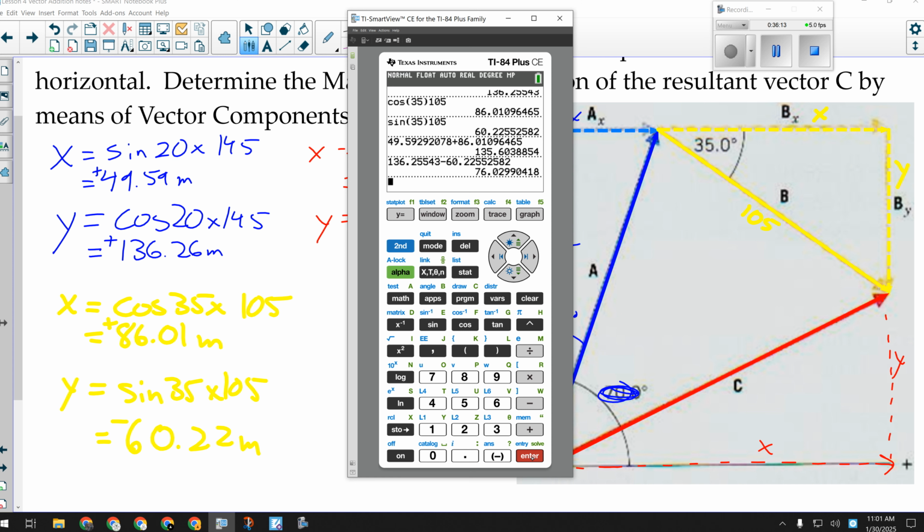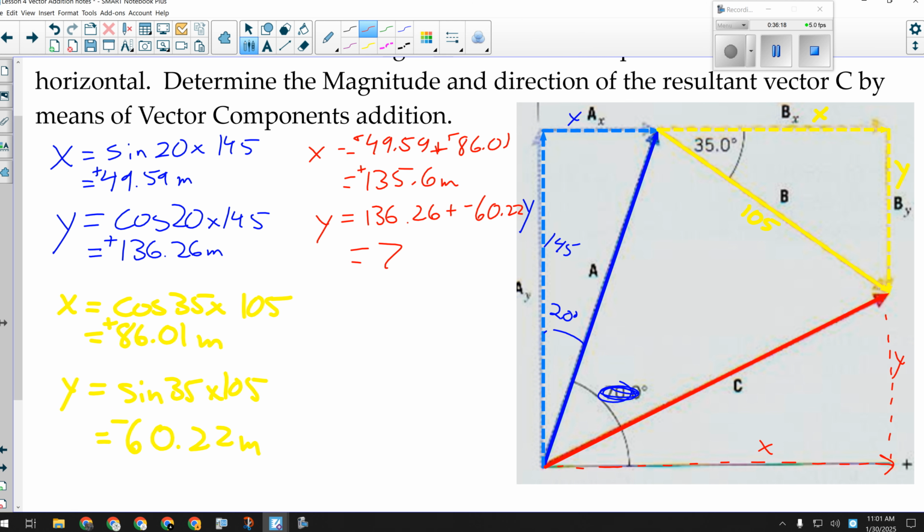Okay, so red y is going to be 76.03 meters. That's also positive because it still ends up pointing up. Okay, so now I know these two sides of the triangle. I know this is 135.6 and I know this one is 76.03. Everybody all right with what I did there? All right. Can I get C now?